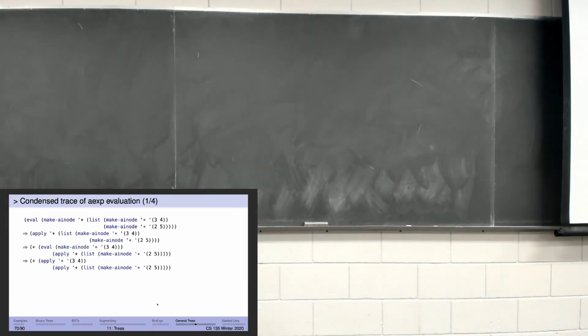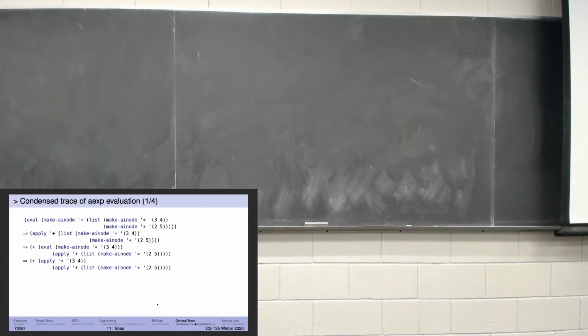So first off, I want to draw this tree we're working with. What is our tree here? I wrote it down so I could see it. So my tree is 3 times 4 plus 2 times 5. There we go, there's my tree.